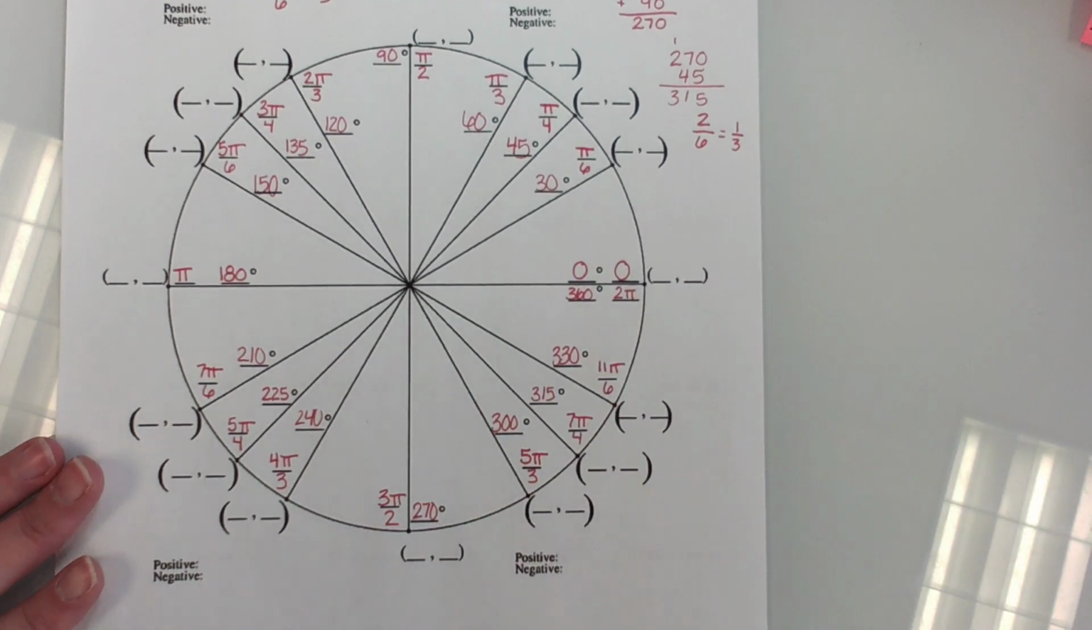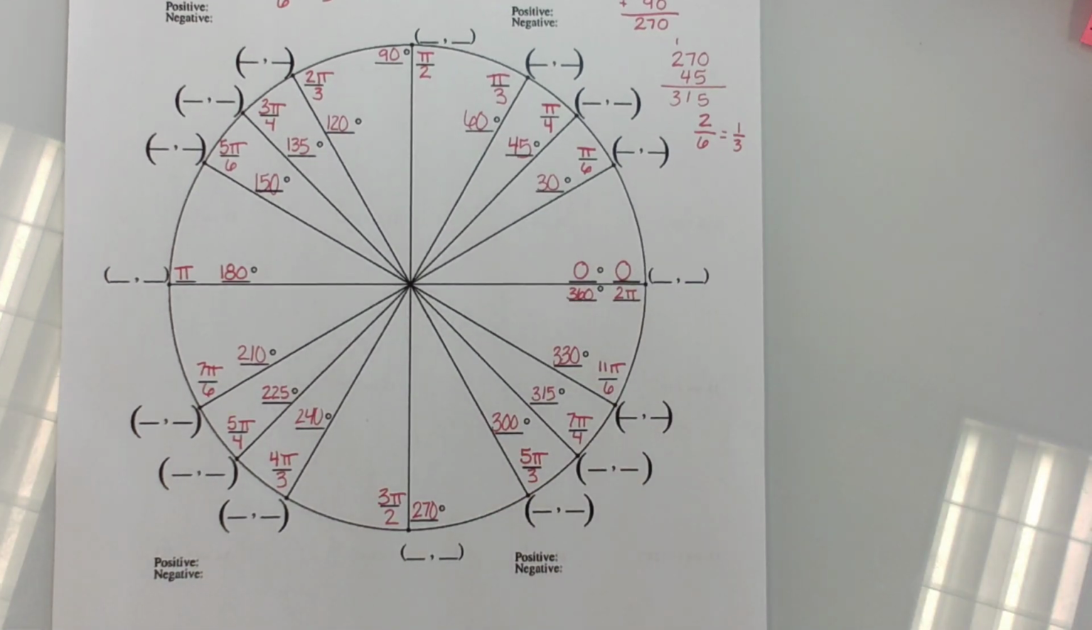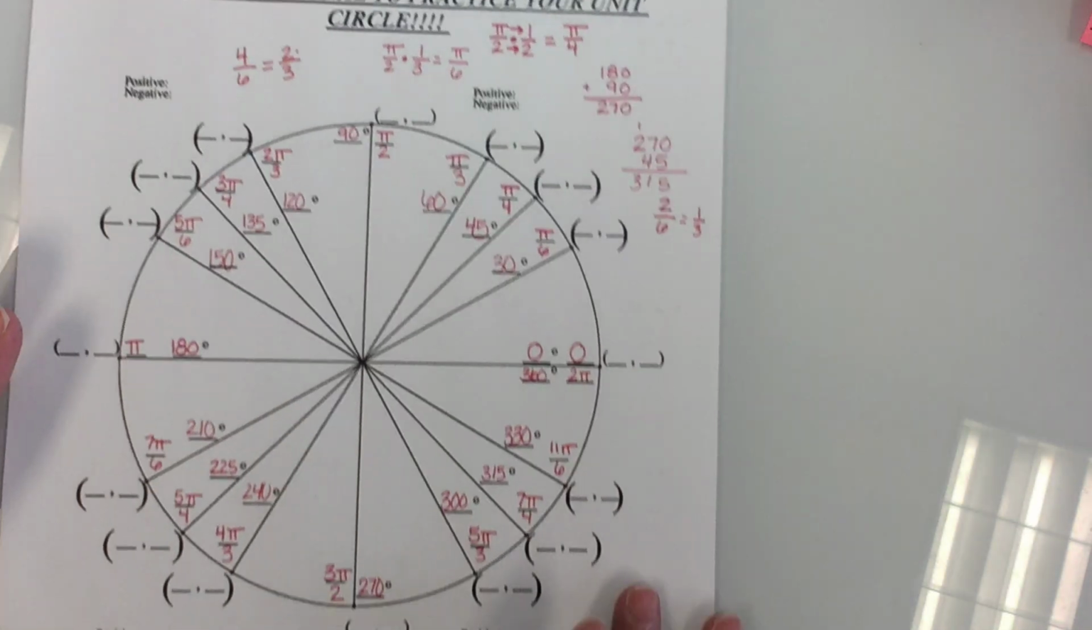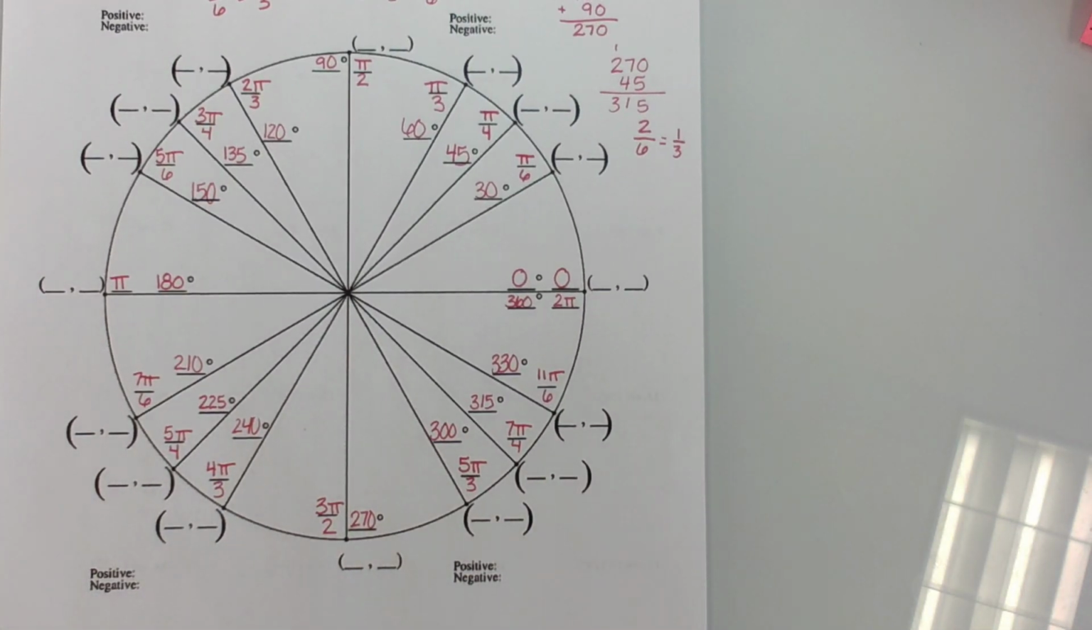Ending at 12 over 6, which is 2. So for those ones, you have to count your way around. If you have to simplify your fractions along the edge, go for it. For the coordinate points, you got to get the main ones as well.